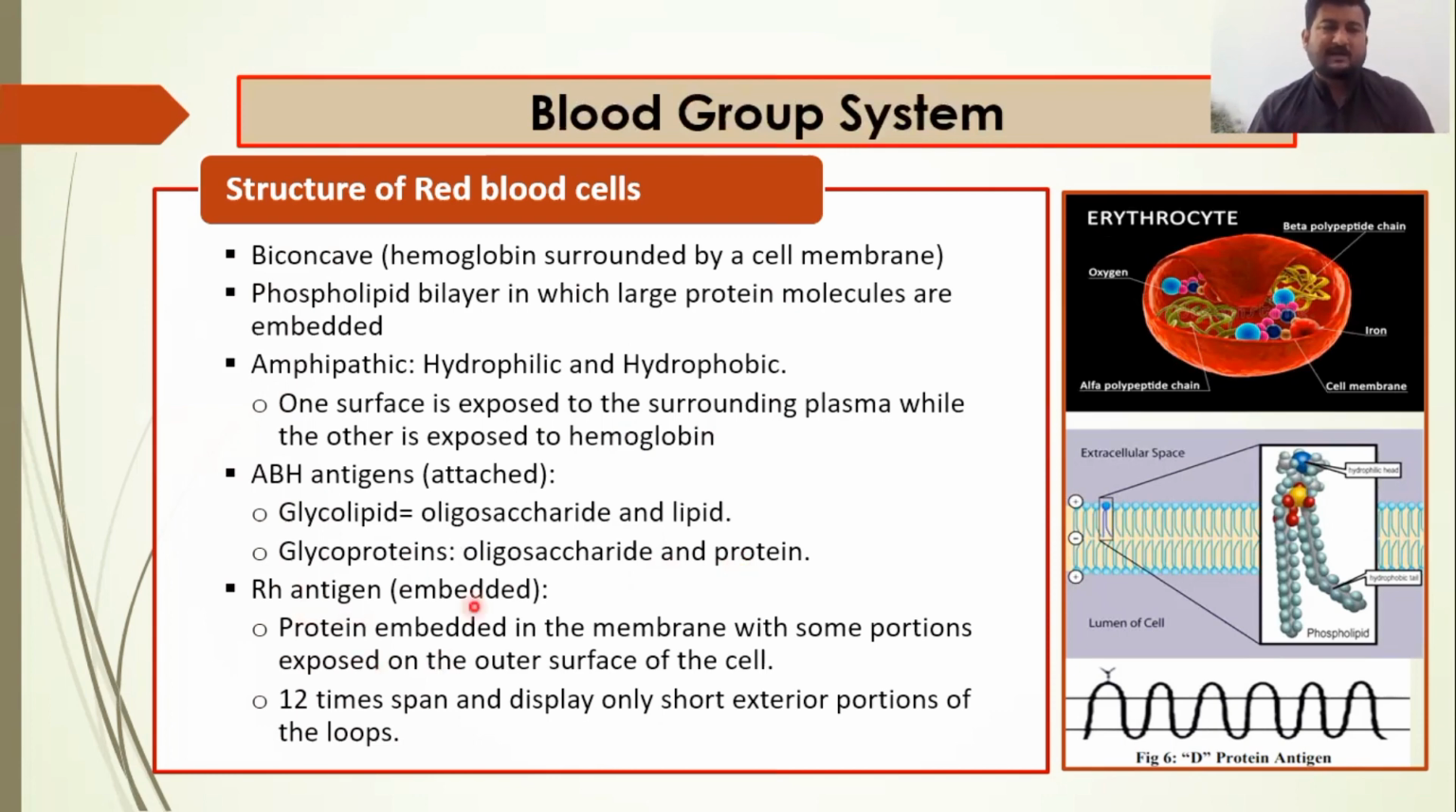The RH antigen is a protein embedded in the membrane with some portion exposed to the outer surface of the cell. It spans the membrane 12 times and displays only short exterior portions of the loops. Here you can see this RH antigen spans the phospholipid bilayer 12 times, but only a very short exterior portion is displayed for the antibody as an antigen for antibody synthesis.